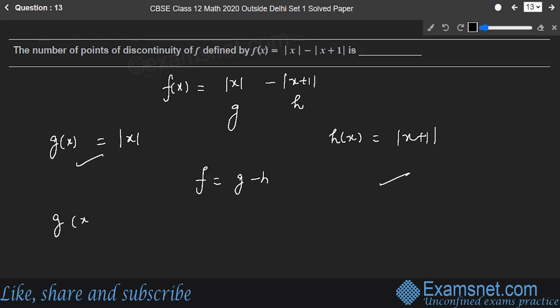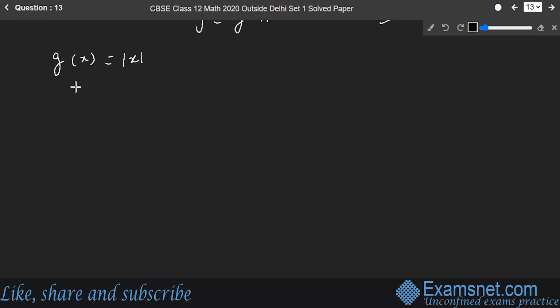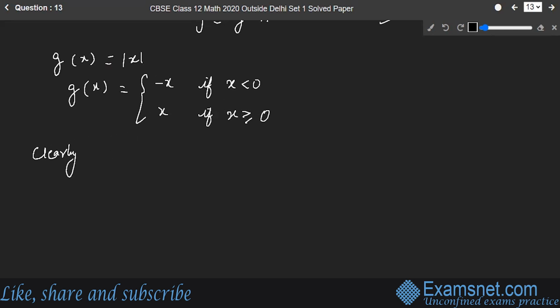So g(x), I'll go with the g first. g(x) is equal to mod of x. That means g(x) is equal to minus x if x is less than 0, and it will be positive x if x is greater than or equal to 0. So clearly g is defined for all real numbers. Let C be a real number.